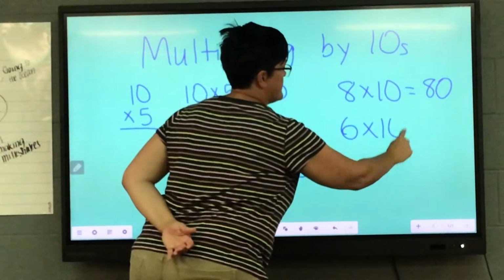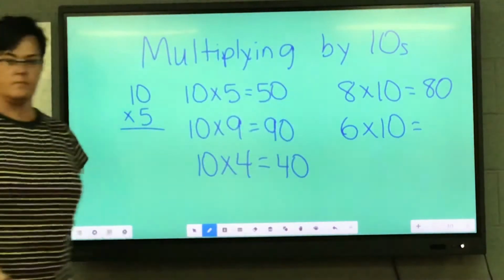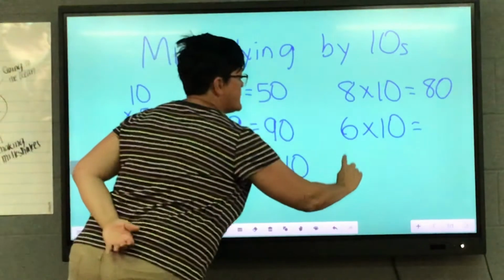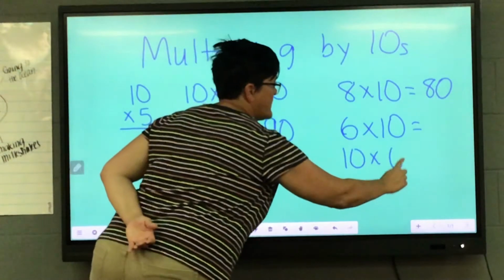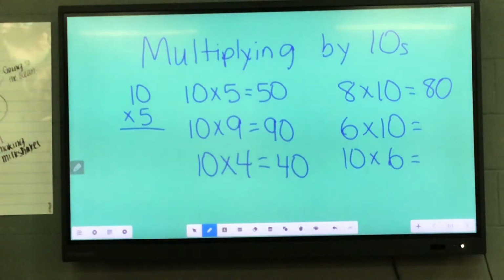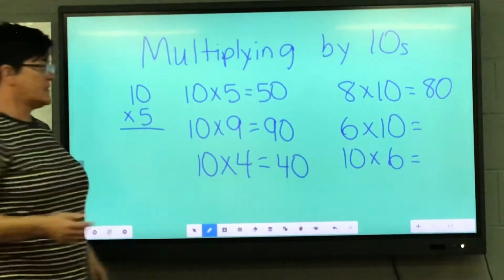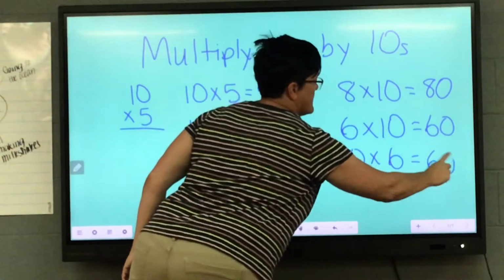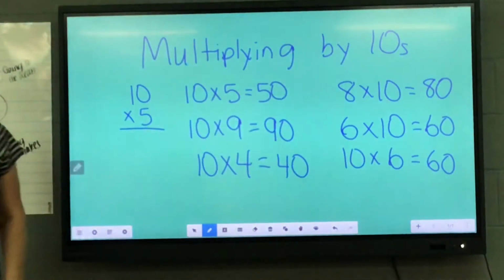How about this one? 6 times 10, or 10 times 6, because even if I do it this way, friends, it's going to give me the same product. What's 1 times 6, or 6 times 1? 6, and then I just add that 0 behind it, so it equals 60.